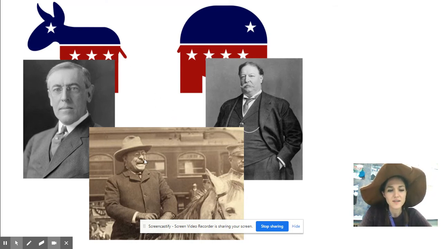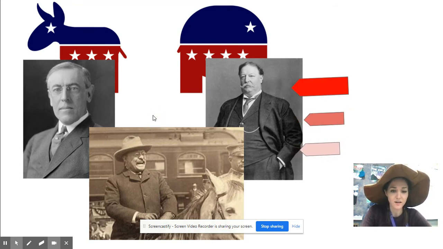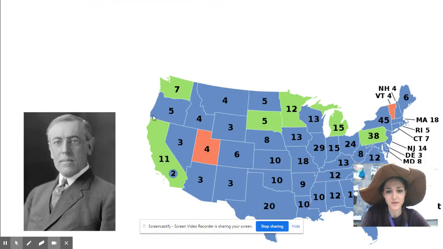The problem was his political party looked very similar to the beliefs of the Republican Party. So people who would normally vote for the Republican Party, some of them decided to vote for Teddy Roosevelt's third party. So what's the big deal about this? Well, it actually affected the outcome of the election.